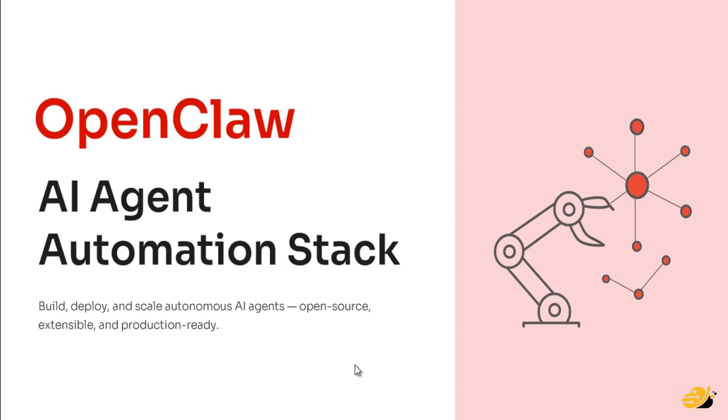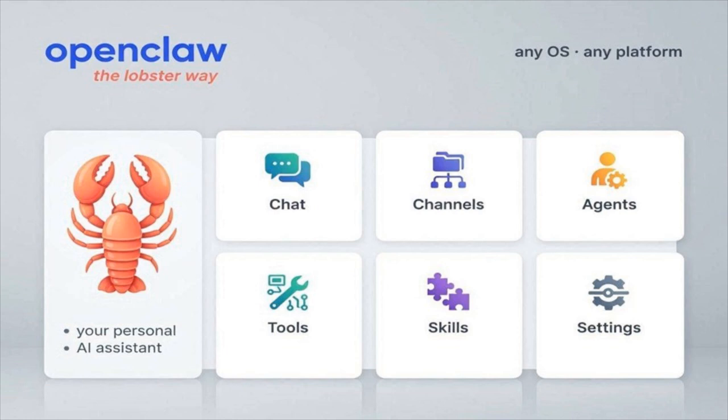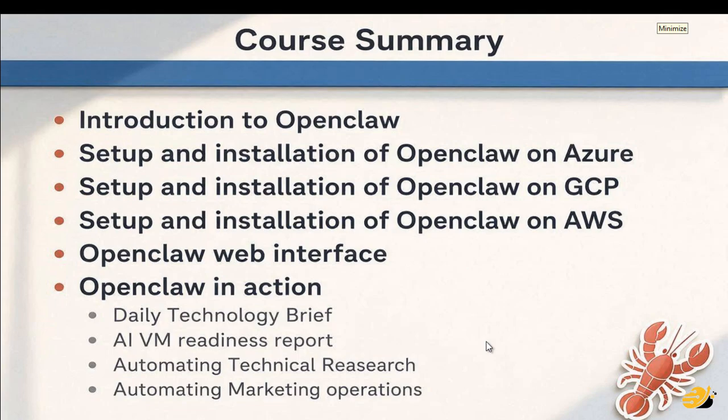If you are looking to build intelligent AI agents that can automate real-world tasks, integrate with external tools, and streamline your workflows, then this course is for you. Throughout this course, you will learn how to deploy OpenClaw, create specialized AI agents, connect them with powerful tools, and build practical automations that solve real-world problems.